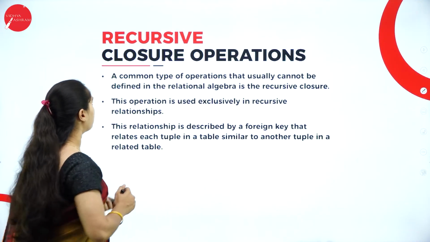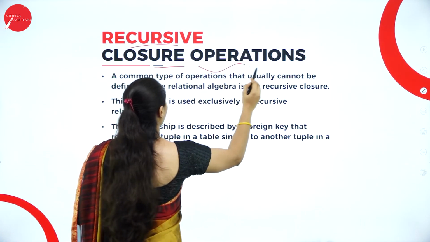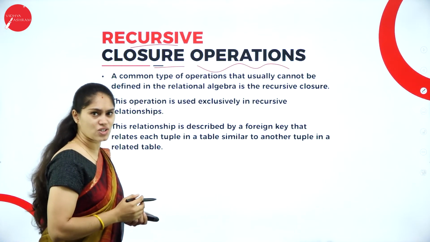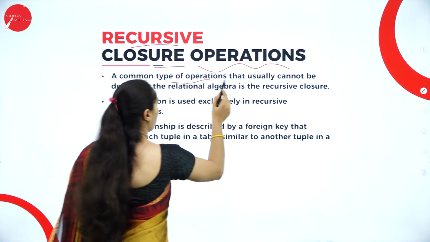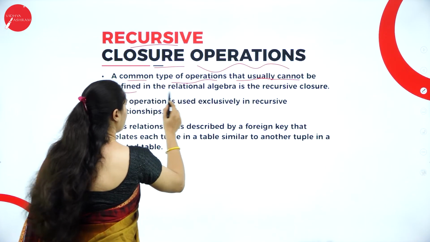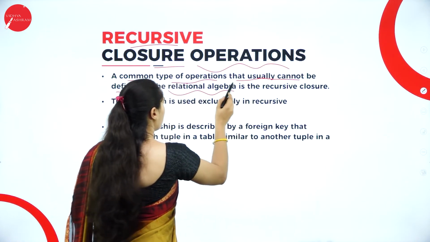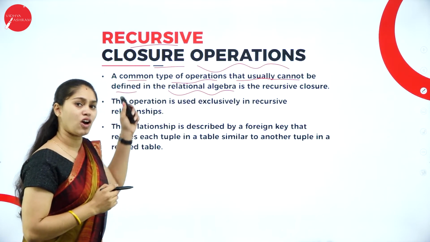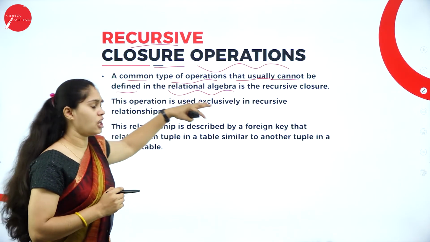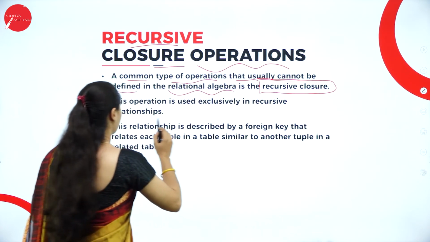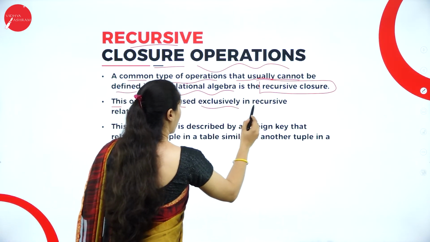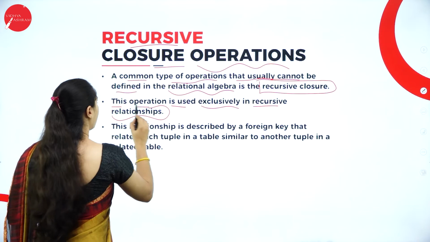And also we have the recursive closure operation. This is another additional operation. For what reason do we need this? It handles a common type of operation that usually cannot be defined in relational algebra. The operation which cannot be defined in relational algebra is considered a recursive closure. This operation is used exclusively in the recursive relationship.